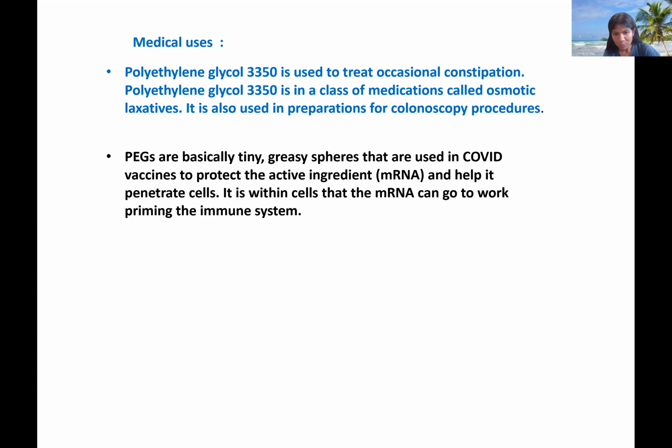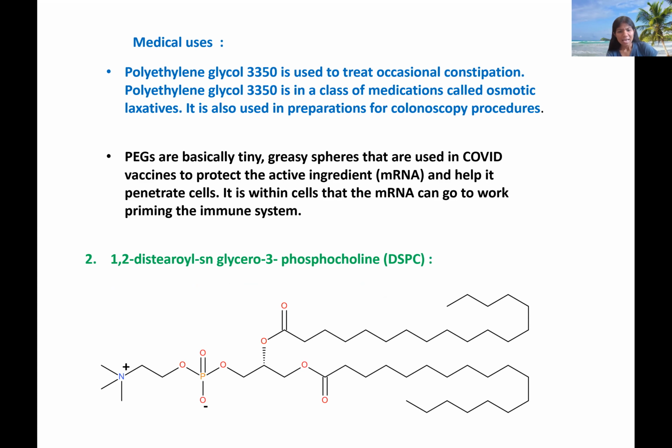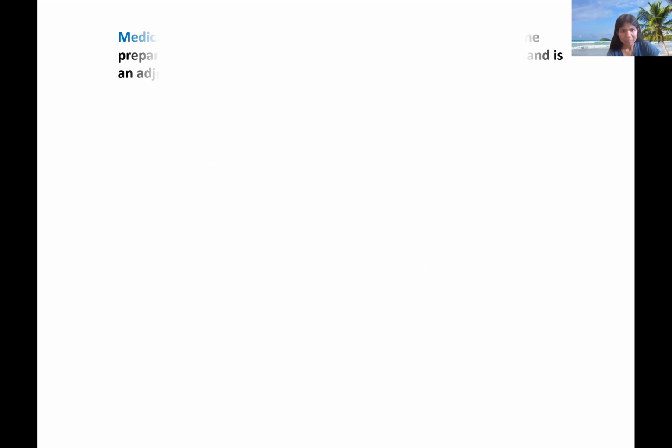The second ingredient is 1,2-distearoyl-sn-glycero-3-phosphocholine. We call it DSPC for short, and this is the chemical structure of DSPC. So what is the medical use of this? It is majorly used in liposome preparation for drug delivery.